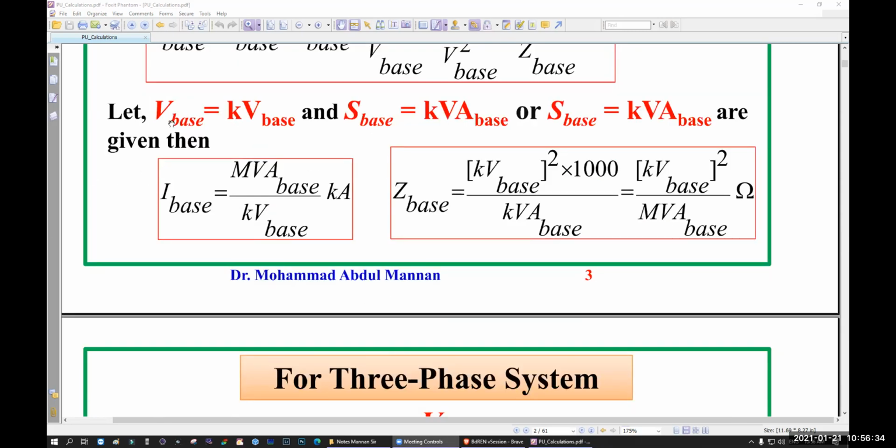Now this one, V base is equal to kV base, S base is equal to kVA base. That means your MVA rating.